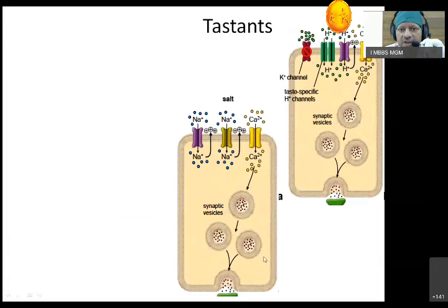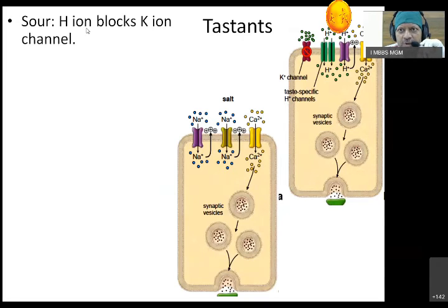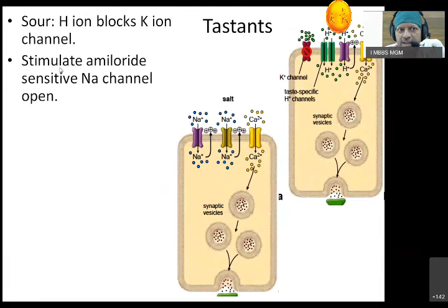Then sour and salty. For sour, hydrogen ion blocks the potassium channel, enhances sodium entry through amiloride-sensitive sodium channels, and calcium also comes inside, calcium channels open up, and the taste sensation is created. So the hydrogen ion first blocks the potassium channel, enhances sodium entry, and enhances calcium entry, and that is how the depolarization starts.